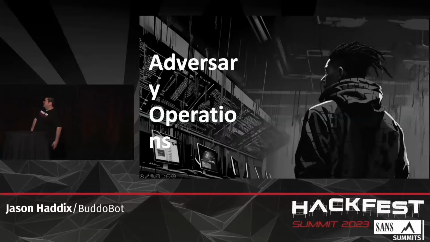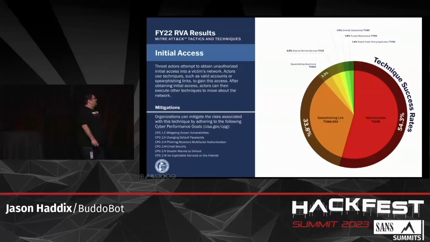Well, that doesn't look right, but that's okay. So the first thing we're going to talk about is adversary operations. This is a graph from a CISO report that came out this year, and it talks about initial access of adversaries. If you look at this graph, I know the text is a little tiny. Really, the biggest chunks of this pie graph of initial access techniques, at least via this survey, are valid accounts being stolen and spear phishing.